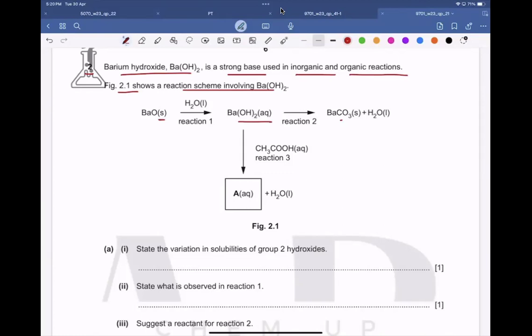So in reaction 3, as ethanoic acid is added, A must be barium ethanoate. And here, barium hydroxide must be reacted with any metal carbonate, like group 1 carbonates, because they are water soluble. Okay, we are getting only water. So it means that a carbon dioxide gas has been dissolved.